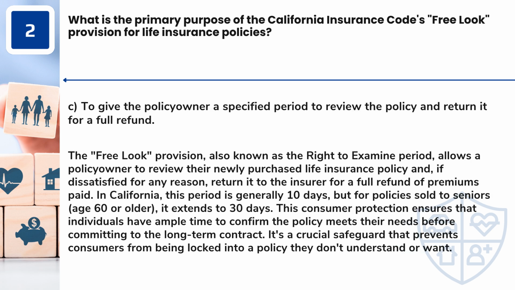Answer: C. To give the policy owner a specified period to review the policy and return it for a full refund. The free look provision, also known as the right to examine period, allows a policy owner to review their newly purchased life insurance policy and, if dissatisfied for any reason, return it to the insurer for a full refund of premiums paid. In California, this period is generally 10 days, but for policies sold to seniors, age 60 or older, it extends to 30 days.